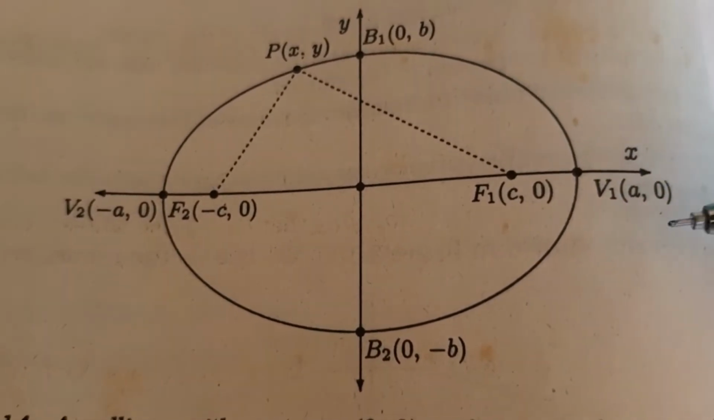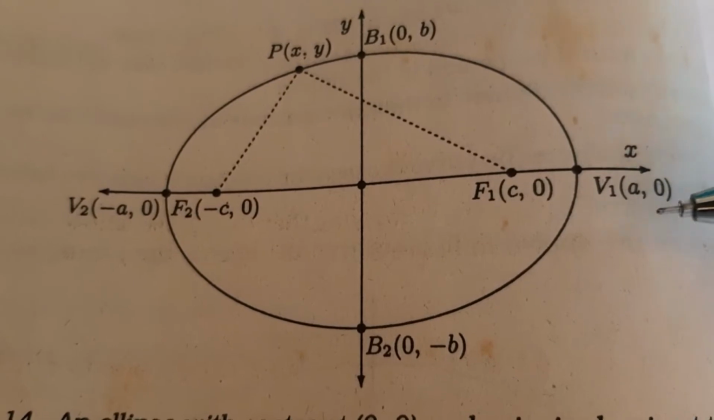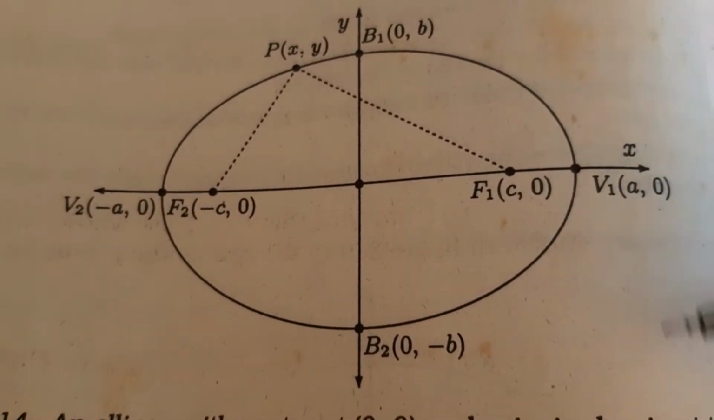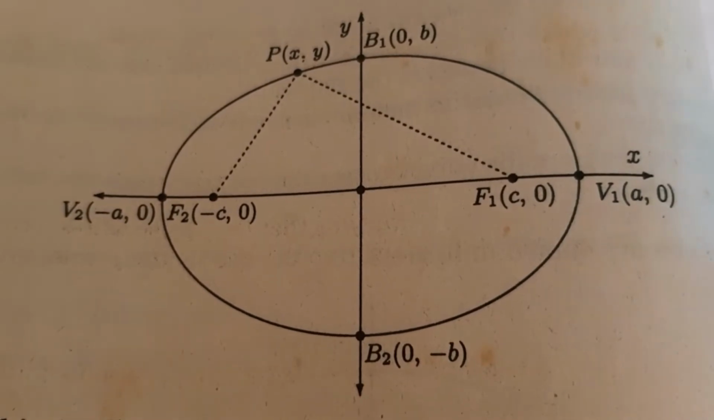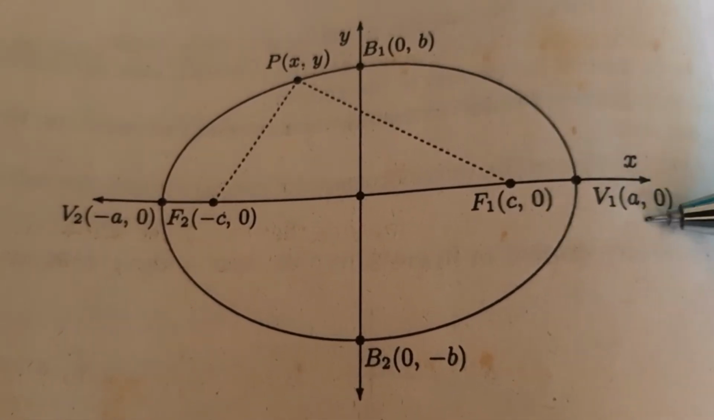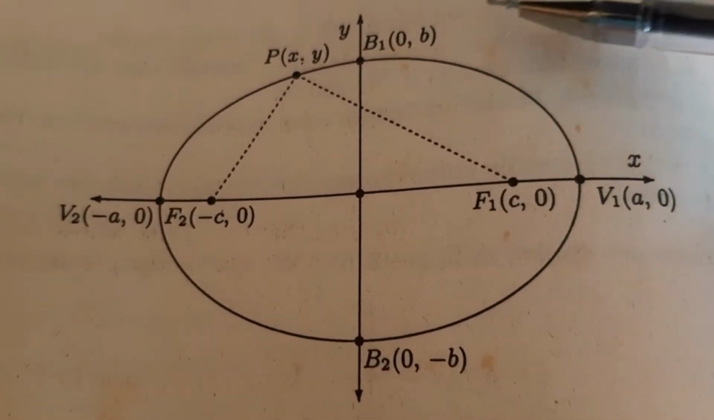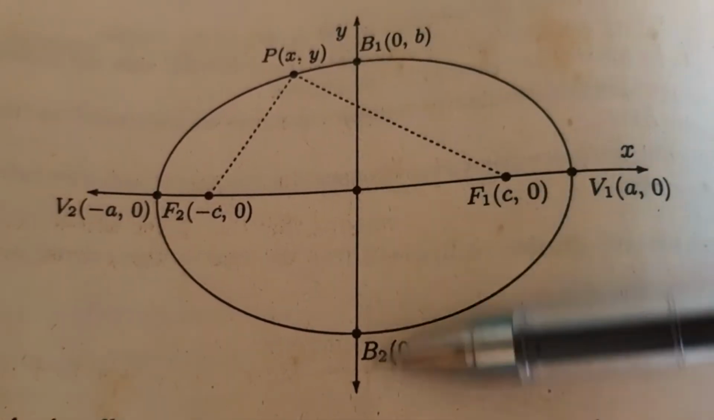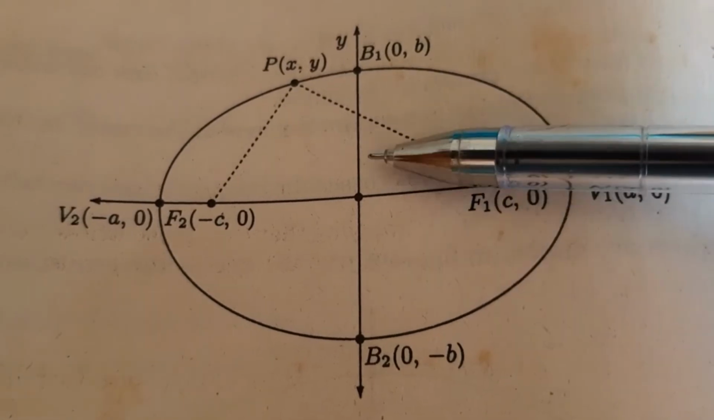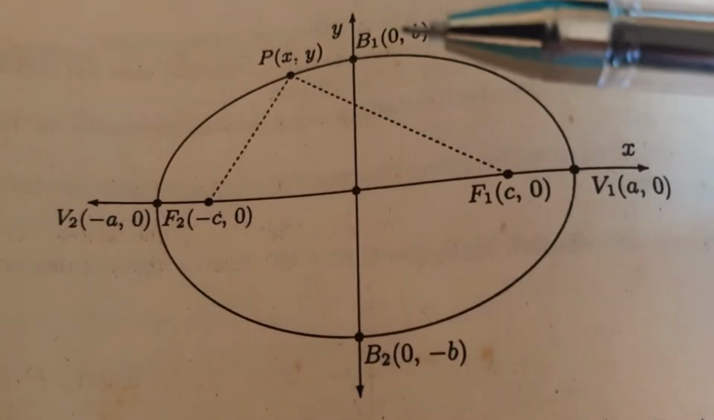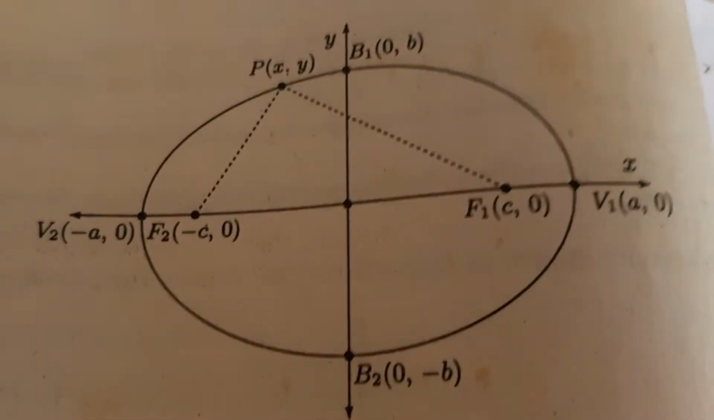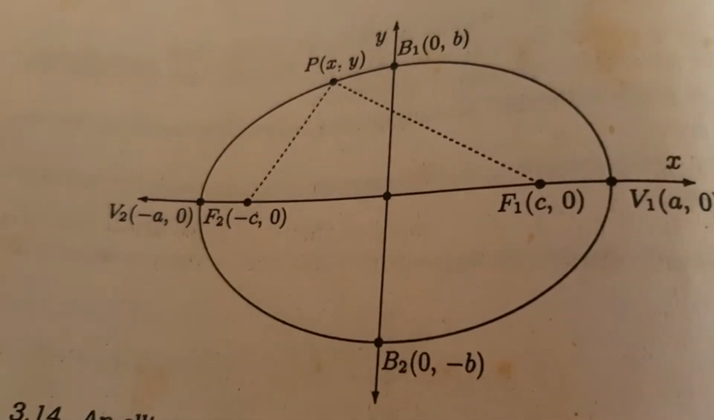Pwede rin itong maging, mamaya, pag ang principal axis ay y-axis. So, pwedeng ito ay maging intercept, yung a natin. And then 0, b, so dito siya nakalocate sa y-axis. So, yun yung mga tatandaan nating letters: a, b, and c. So, ano pa yung mga pwede nating tandaan sa ellipse?